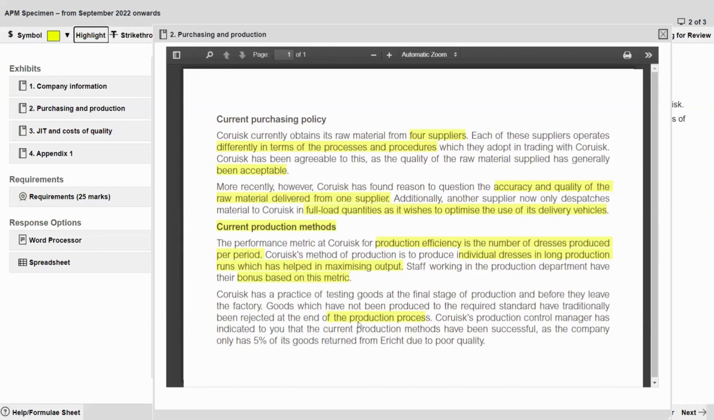Coriolis's production control manager has indicated to you that the current production method has been successful as the company only has 5% goods returned from Erit due to poor quality. Now, since Erit's business model is changing, this is not going to be acceptable. Now, let's move a bit forward. Let's discuss further.